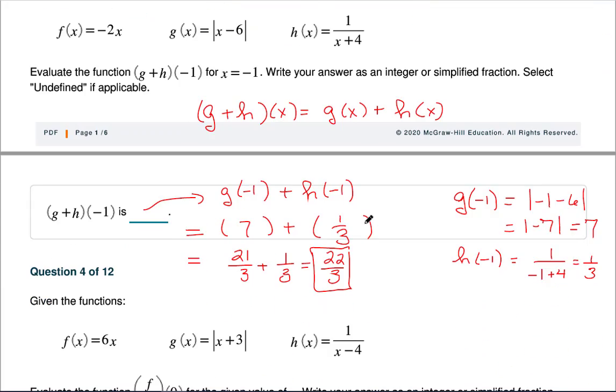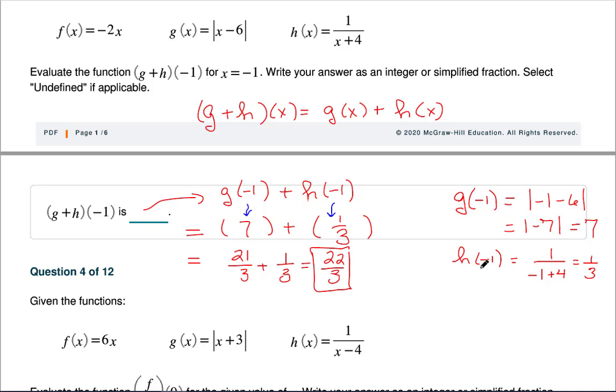All right, in question 3, we have an f and a g and an h, and we want to find g plus h of minus 1. So I put the minus 1 into g, I put the minus 1 into h. And then we see what comes out. So g of minus 1. Well, g is this absolute value, all right? So minus 1 minus 6 is absolute value of minus 7, which is 7.